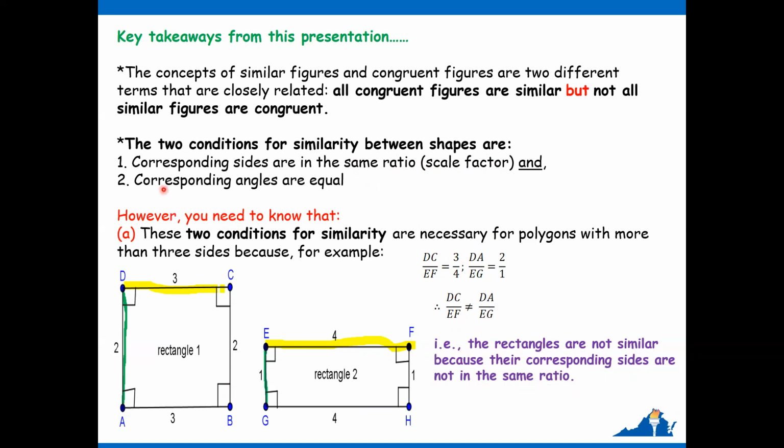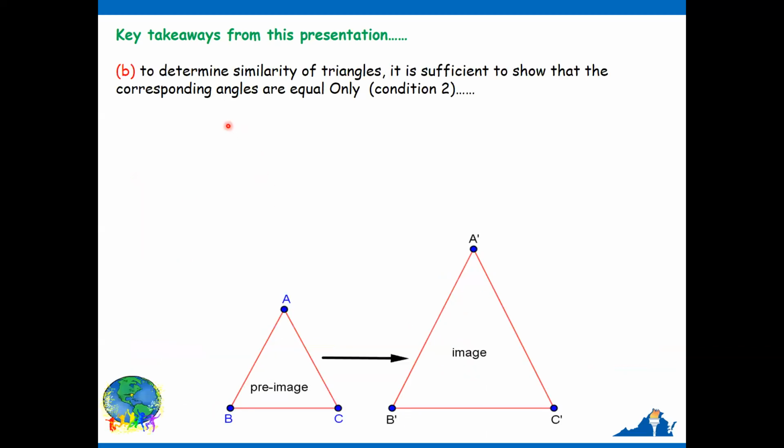But of interest, if we were to check condition number 2, whether the corresponding angles are equal, you realize that all the angles are 90 degrees in the respective figures. So condition number 2 is satisfied, but condition number 1 is not. So this is why it's always necessary for polygons with more than 3 sides, you need to test both conditions, right?